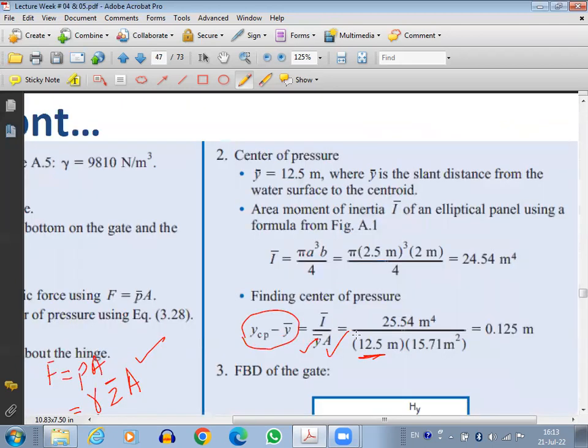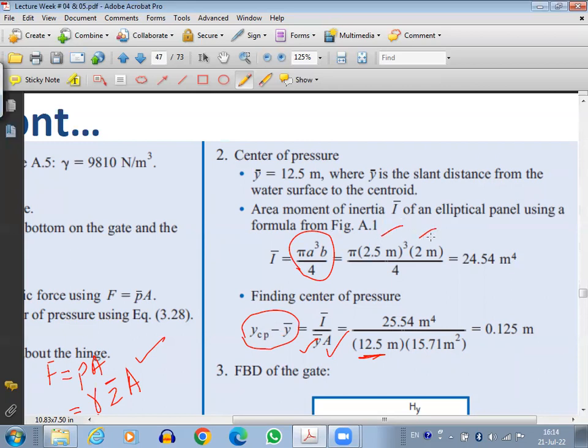Clear? Okay. So now let's talk about I bar. Now I bar is the second moment of area, but it will be for the ellipse. And I told you that whatever the question you have in the exam, for that surface, the second moment of area formula will be provided to you. So here the formula is pi a cube b upon 4. Here a is 2.5, b is 2. These are the radii of the ellipse. a is the radius of the larger side, b is the radius of the smaller side.